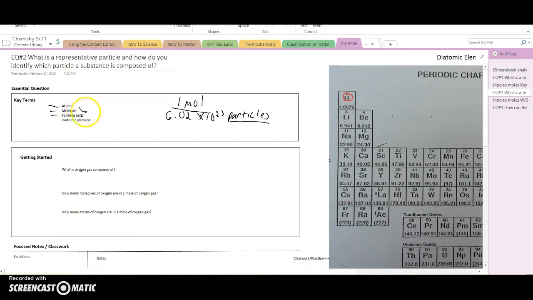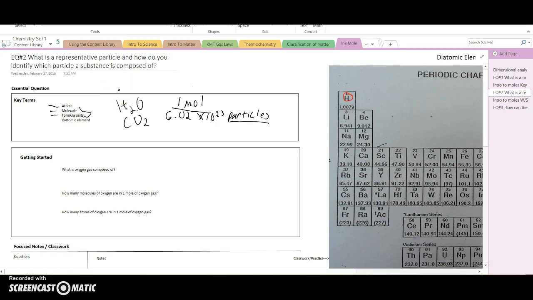Molecules and formula units, on the other hand, are both compounds. They're going to contain more than one element. So molecules are covalent compounds. We can think back to our previous units. We know the difference between ionic and covalent. Things like H2O, right? 2 nonmetals. Carbon dioxide, 2 nonmetals. So any compound that's composed entirely of nonmetals is a covalent compound, and we'll call that a molecule.